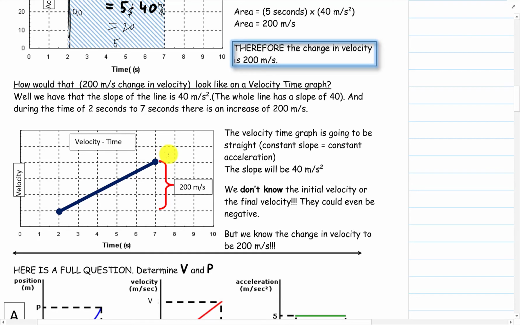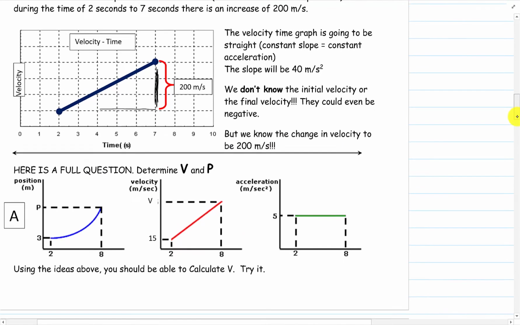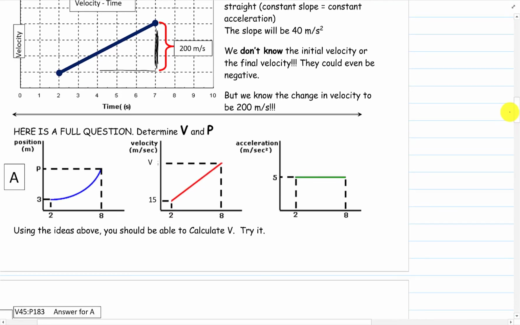How would it look on the velocity time graph? Well, that means the height, the change that the velocity is going through, it would be 200. Where? We don't know. It could be down here, up 200, or up 200 here, or wherever. It could be somewhere else, but we know the change is 200. Okay, how do we use that when we're doing questions like A? Now, I'm going to do it all here and show you how to do it, but on the next page, it's all explained. So everything I'm going to do here is already explained, so you don't have to take the notes here. Just watch this, and then you can look at it.